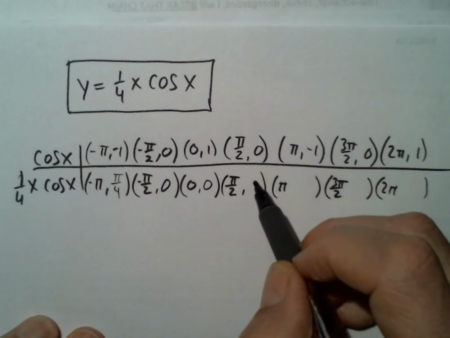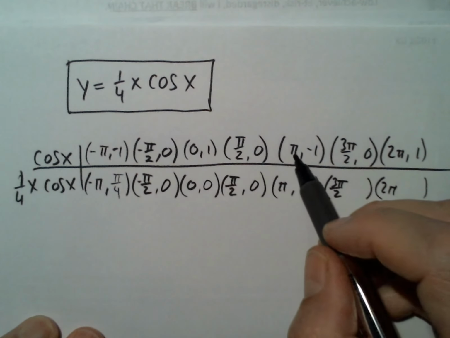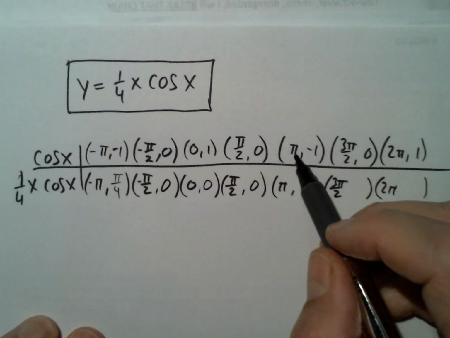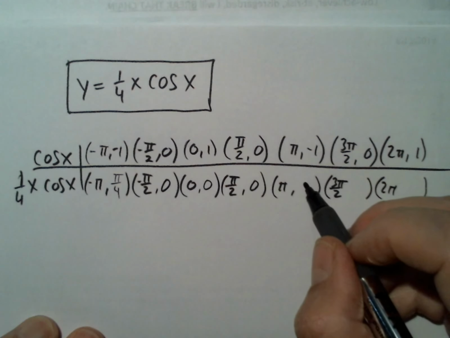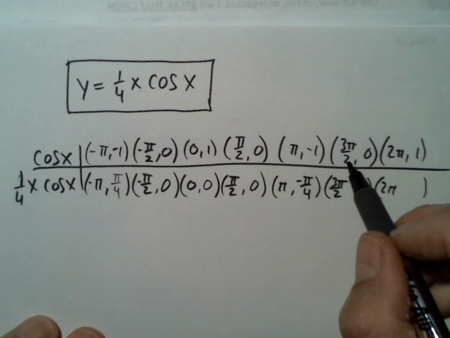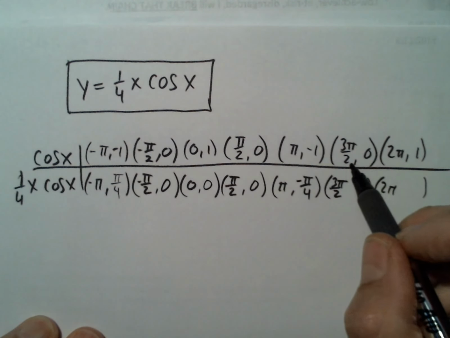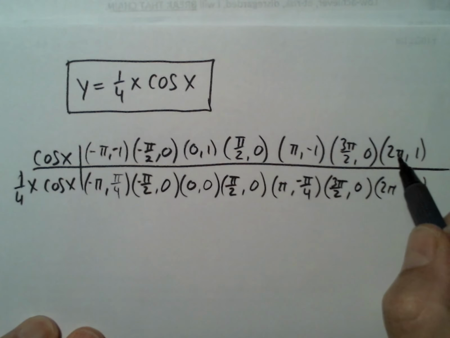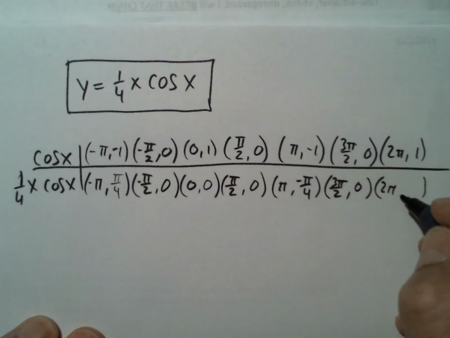Again, we multiply times 0, and then it's going to be 1/4 of pi times negative 1. So that's negative pi over 4. 1/4 of this would be 3 pi over 8 times 0. And 1/4 of this would be 2 pi over 4, or pi over 2.